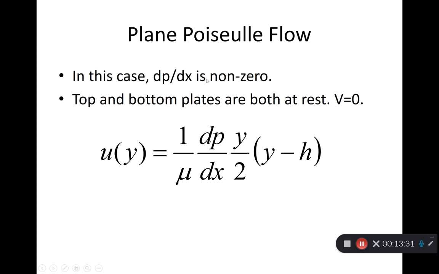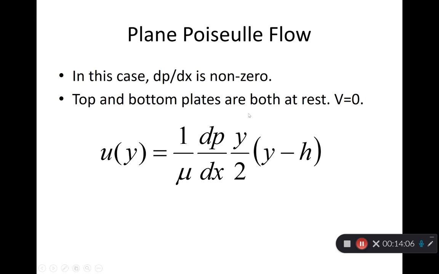Now let's look at the pressure gradient. Let's say that there's a pressure gradient, but the top and bottom plates are both at rest. Then you'll get a parabolic profile. It'll be 0 when y equal to 0, 0 when y equal to h, and maximum when y equal to h over 2 in the middle. This is a negative number because y minus h is always negative. Therefore, pressure has to drop, dp dx has to be negative. We need a favorable pressure gradient. That means the pressure is dropping along x to produce a positive flow from left to right.